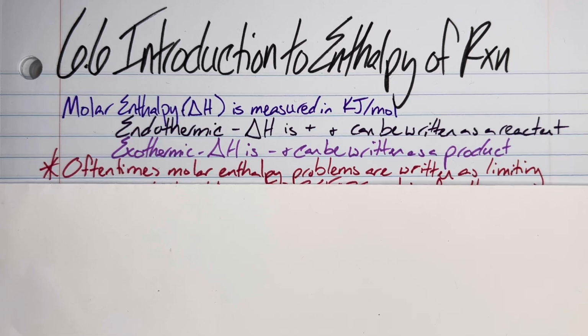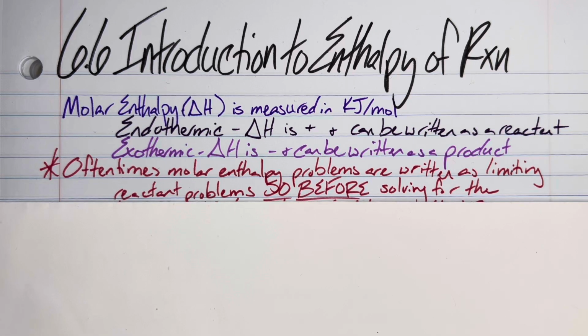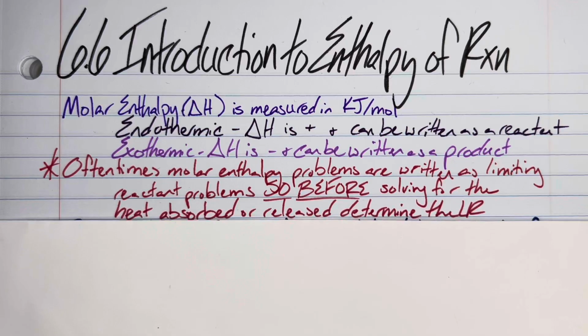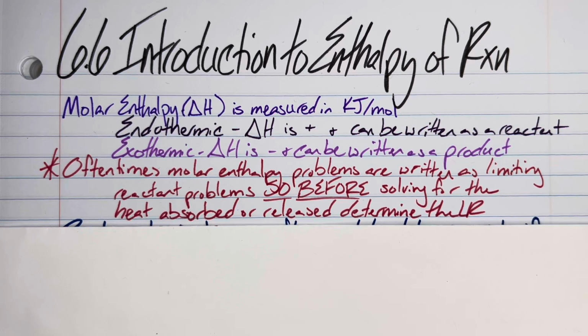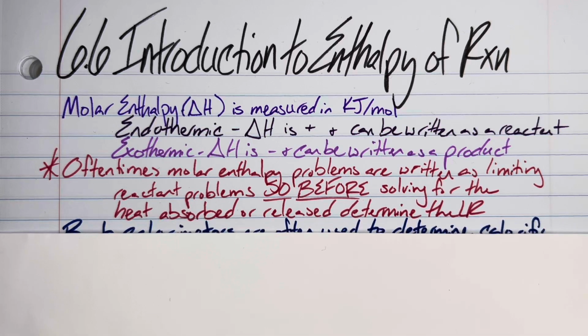Oftentimes, molar enthalpy problems are written as an additional piece of a limiting reactant problem. So before you end up solving the overall heat absorbed or released, make sure that you determine your limiting reagent. Don't just proceed with whichever reactant you want and give that answer. There is a good chance that you did not choose the correct limiting reagent, and therefore your problem would be wrong, even if you did all of the math correctly. So just be careful and make sure that you determine any limiting reagents that are there.